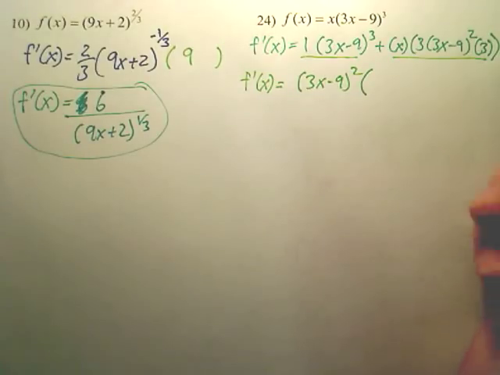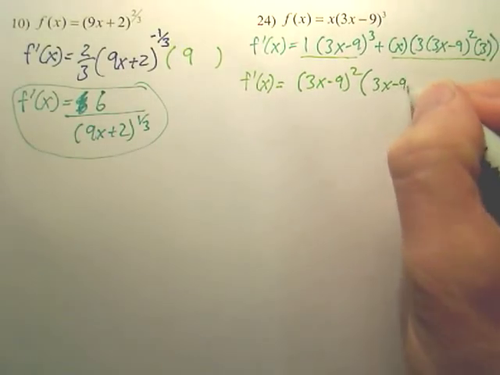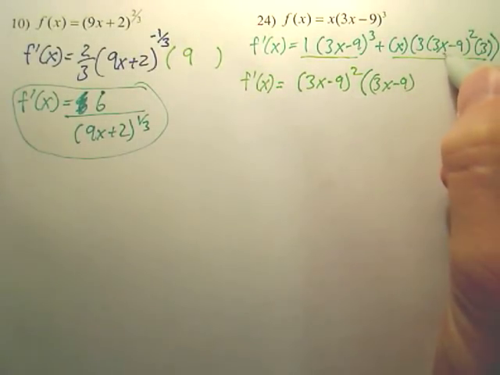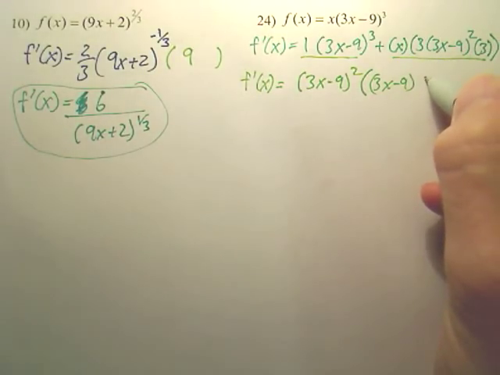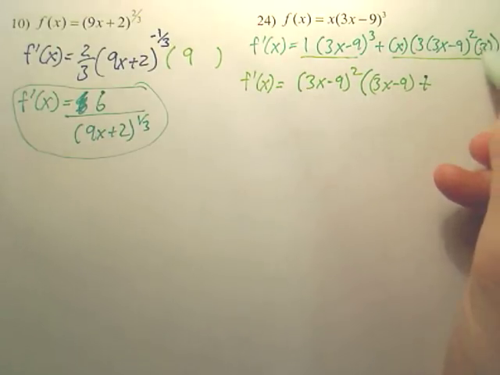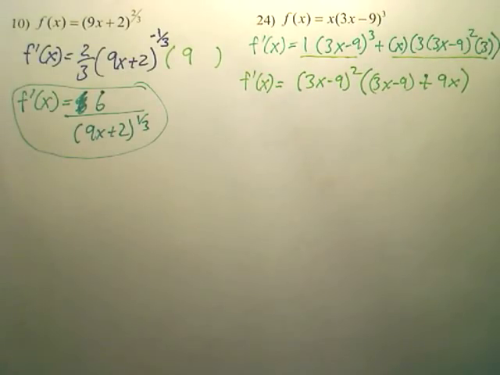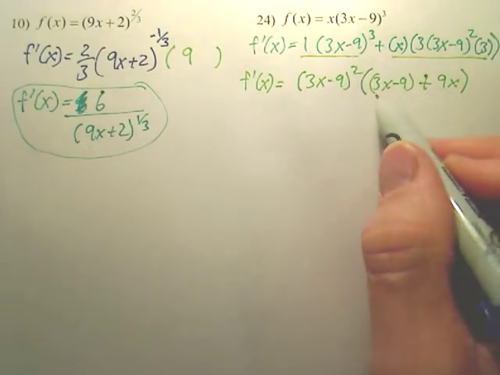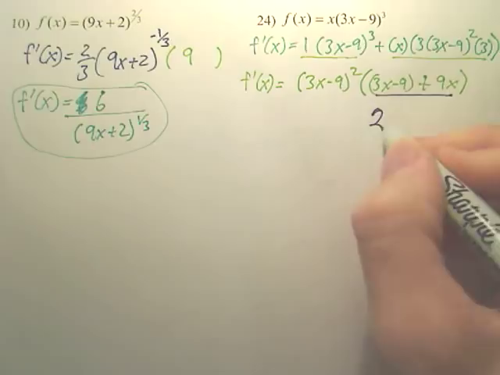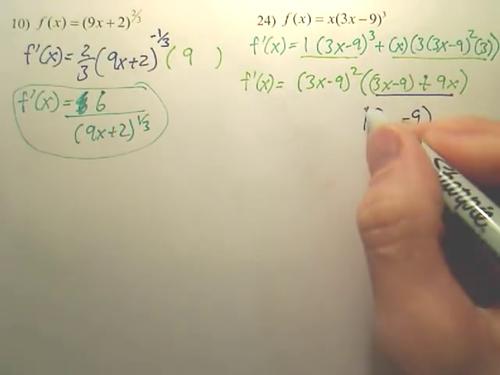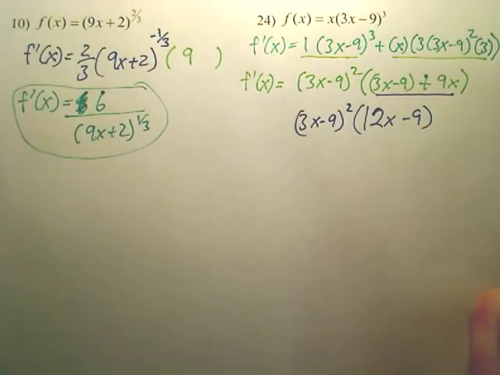When I do that, when I pull 3x minus 9 squared out of this, I'm left with a 3x minus 9. When I pull 3x minus 9 squared out of this, it looks like I'm left with a 9x. Right? 3 times 3 times x looks like 9x. So I'm still not done because right here can simplify. 3x plus 9x is 12x minus 9. And still one more thing.